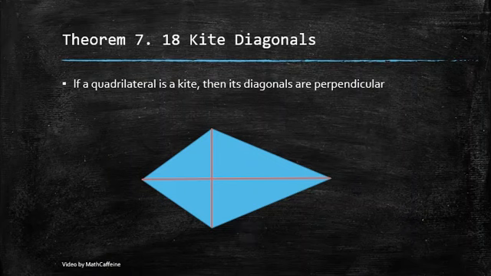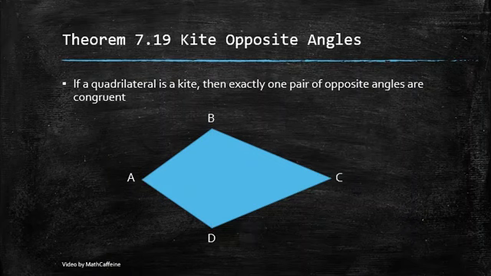The final theorem for this series is the kite opposite angles theorem. It states that if a quadrilateral is a kite, then exactly one pair of opposite angles are congruent. For example, in this image, we know this is a kite. Therefore, one pair of opposite angles, like B and D or A and C, are congruent.